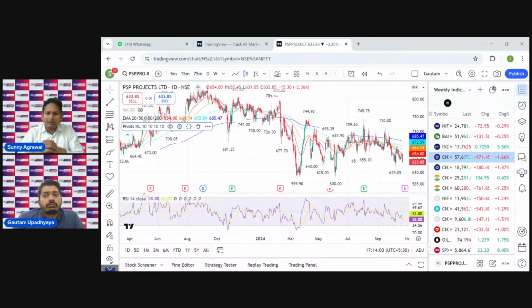Post this quarter's numbers, I believe that if somebody is a long-term investor, then he can consider all these three stocks, HPCL, BPCL and IOC, from a long-term perspective. But again, the right time to enter the stock will be post declaration of September quarter numbers. So Gautam, if you can share resistance and support levels for HPCL, BPCL and IOC, all three together.